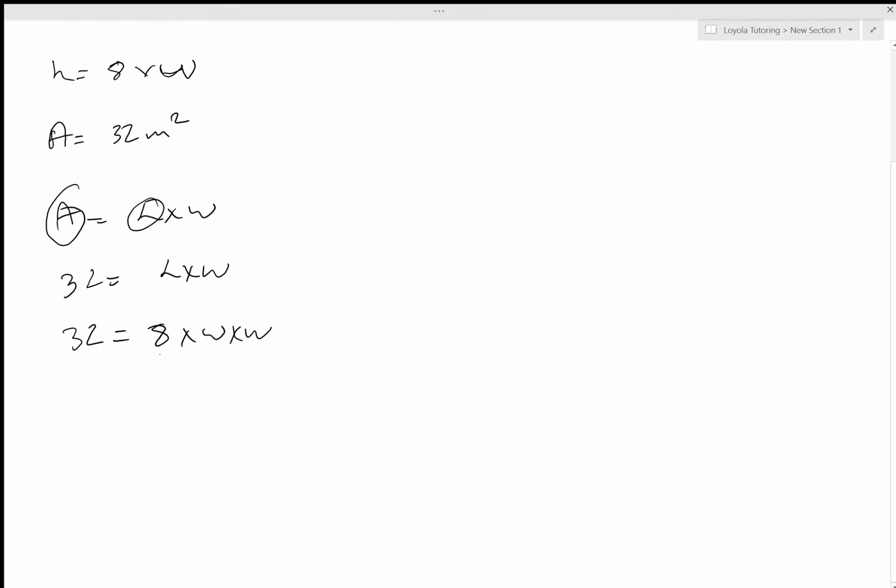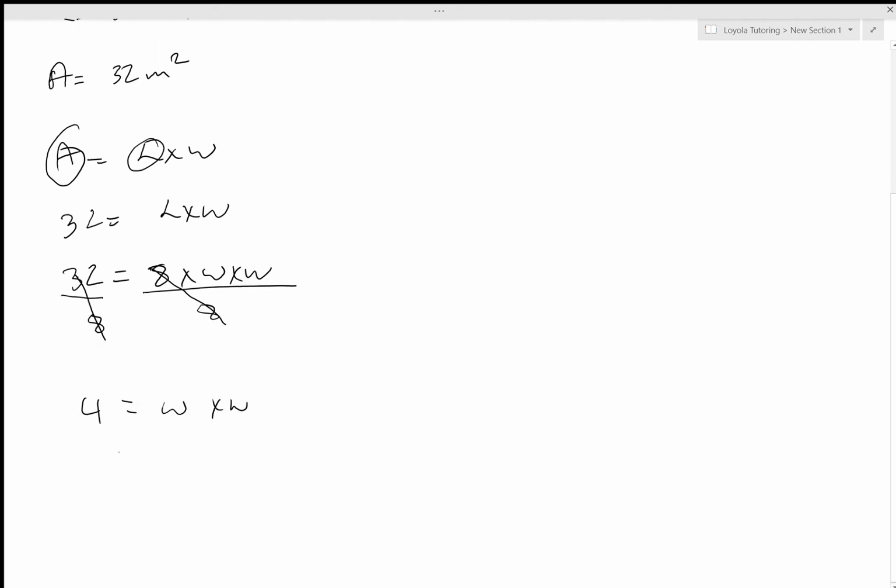So now when you do algebraic equations, you get rid of the numbers. So 8 divided by 8, so get rid of this. 32 divided by 8, and you get 4. So 4 is equal to width times the width. Now we have to find a number that multiplied by itself gives you 4, so therefore width is equal to 2.